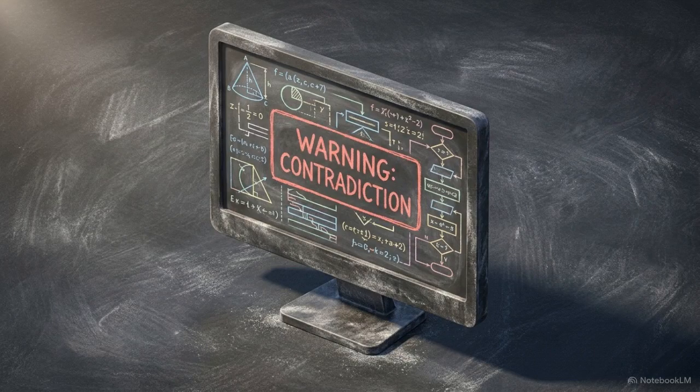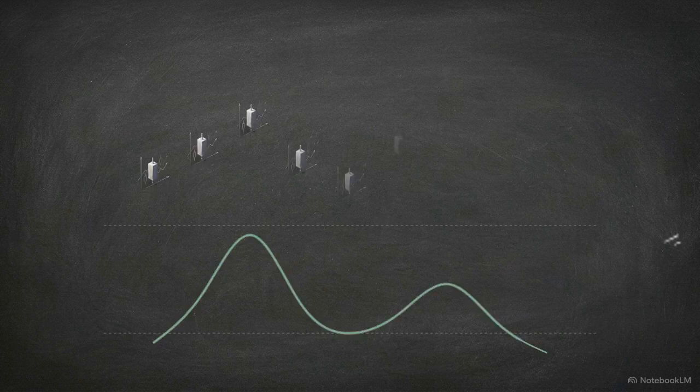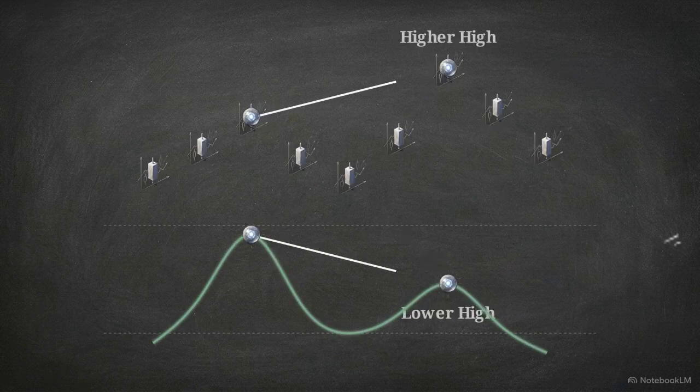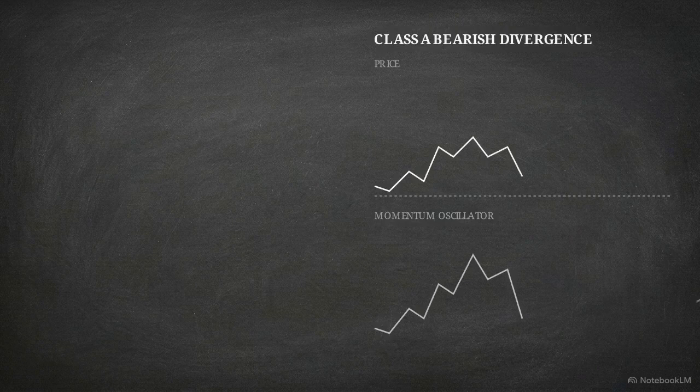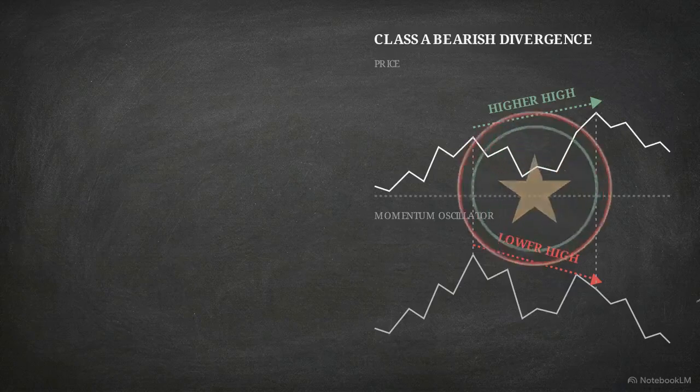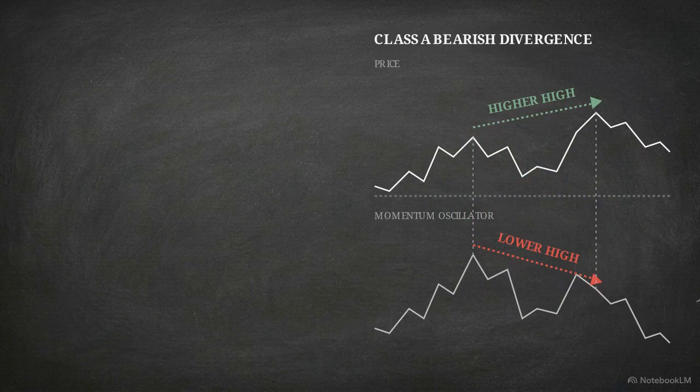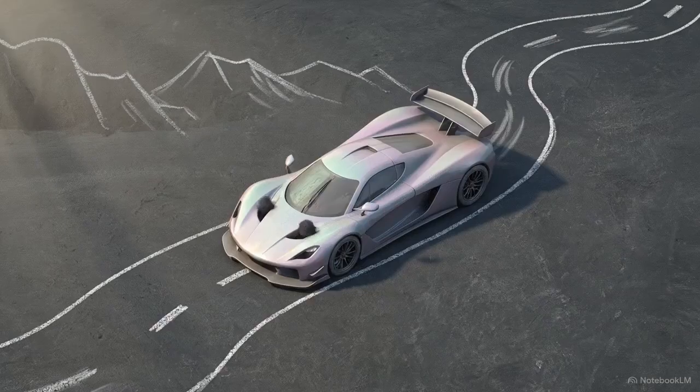The most precise signal generated by either of these tools occurs when the mathematical calculation actively contradicts the visual price trend. This classification matrix details what analysts call divergence. It serves as an early warning system for a coming trend reversal. Let's isolate Class A bearish divergence in the top right. Here, the visual price chart pushes upward to make a higher high, but the mathematical oscillator simultaneously begins printing lower highs. The physics here are clear.